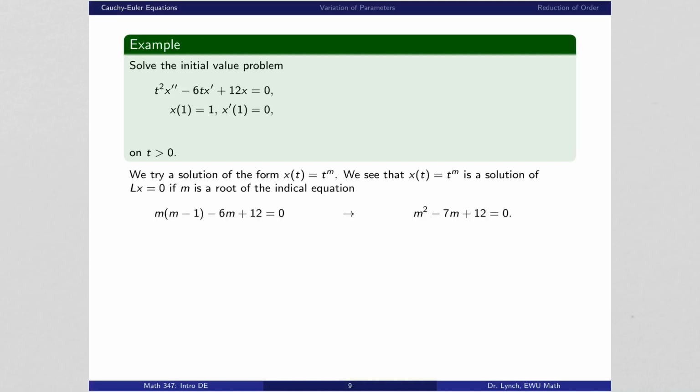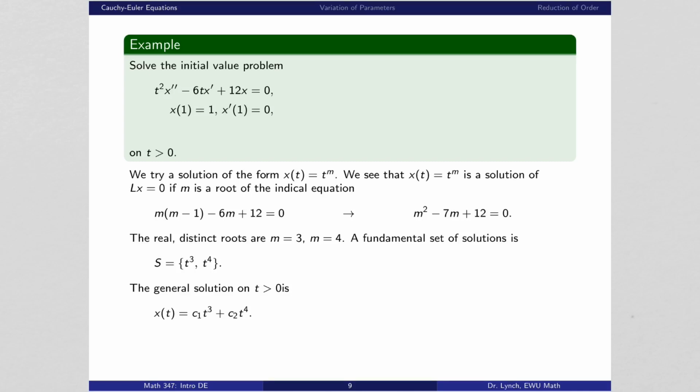As you might imagine, that solution gives rise to this indicial equation m times (m minus 1) minus 6m plus 12 is 0, that can be expanded and simplified into this quadratic in m, which factors nicely as (m minus 3) times (m minus 4) is 0. Okay, real distinct roots m equals 3 and m equals 4, for which a fundamental set of solutions turns out to be t cubed and t to the 4th.